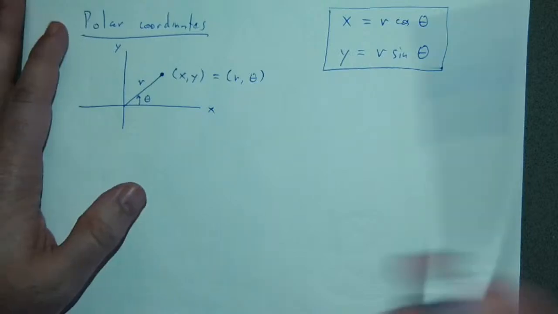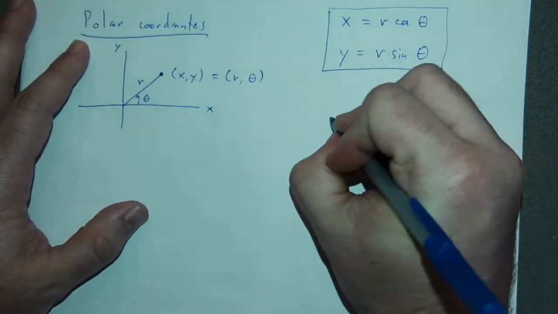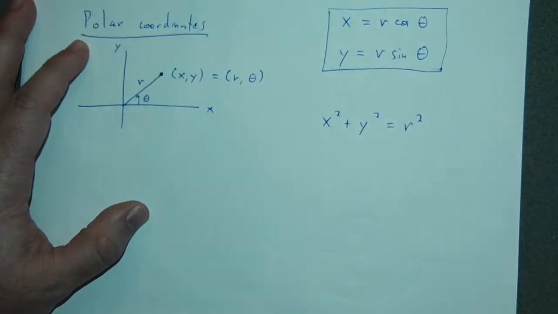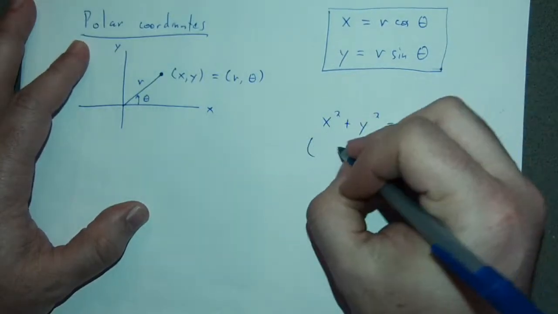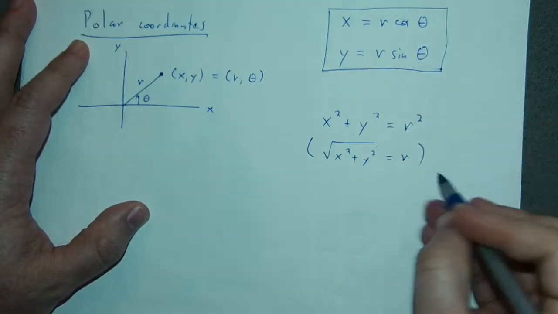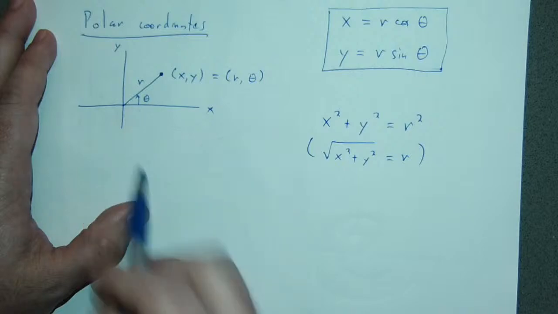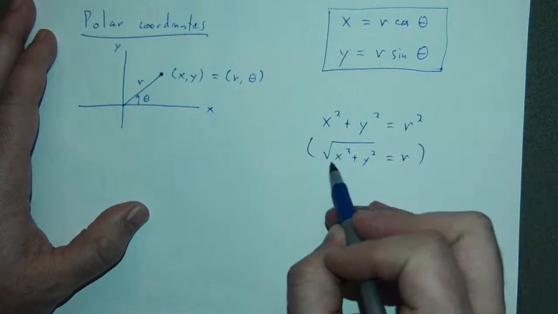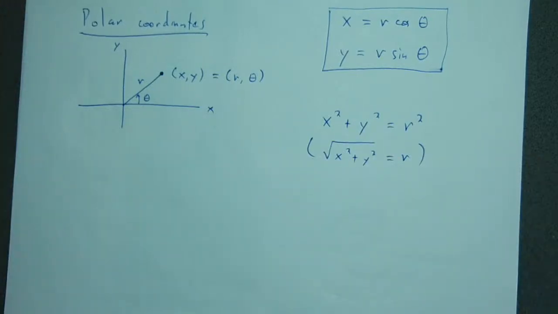What is the relation going in the other direction? x squared plus y squared is equal to r squared, or equivalently, the square root of x squared plus y squared is equal to r. That's the statement that the distance from this point to the origin is r, or that the point (x, y) lies on a circle of radius r centered at the origin. So this is the relationship between x, y, and r. If I have x and y, computing r is simple from this relation.